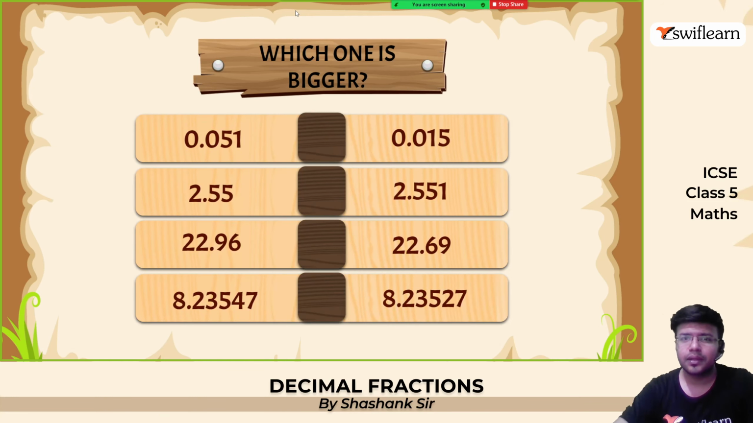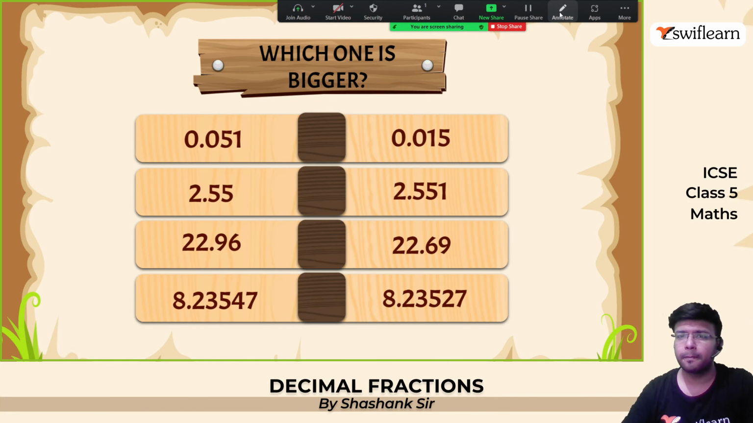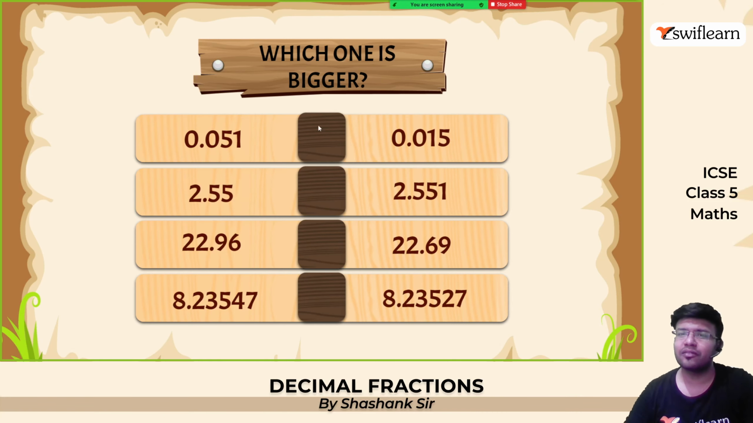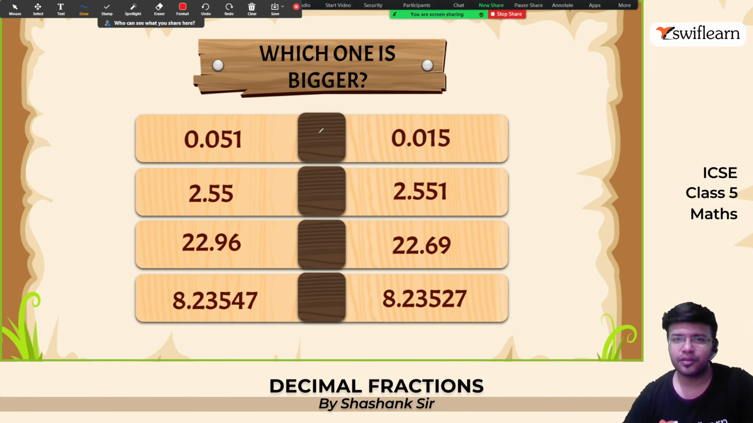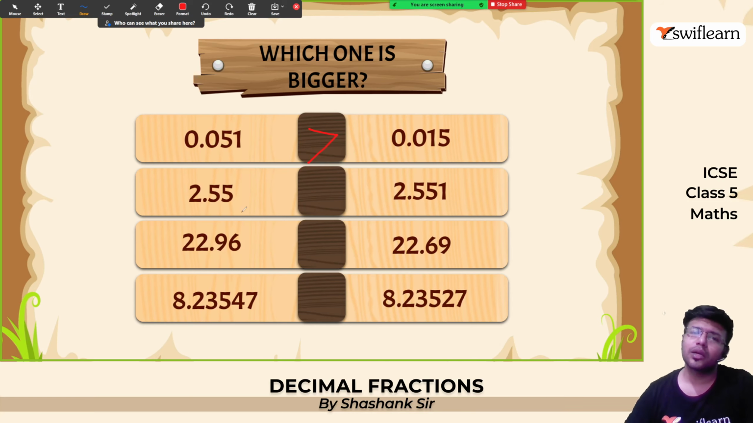Which one is greater? 0.051 and 0.015, this is the greater answer. Now 0.55 and 0.551. It is not like 55 and 51. This is 550, this is 551. 0.550 and 0.551, obviously this is greater. Here 9 is greater than 6, this is greater. And here, 2 3 5 2, this is 4, so this is greater.